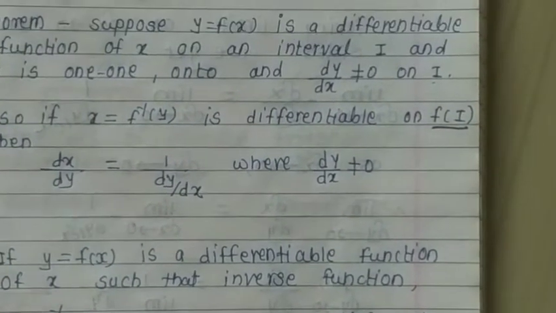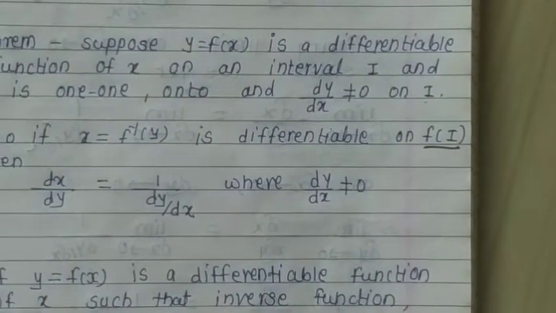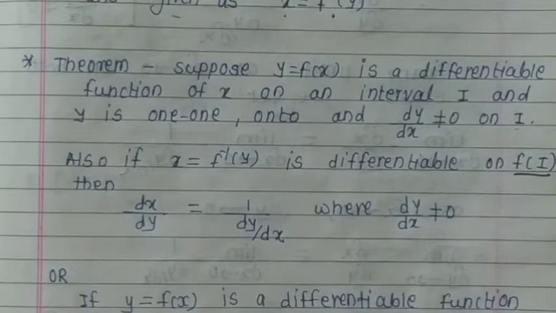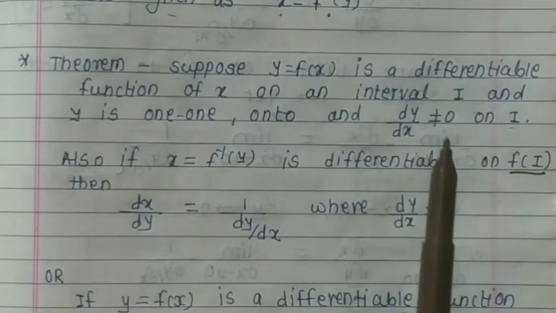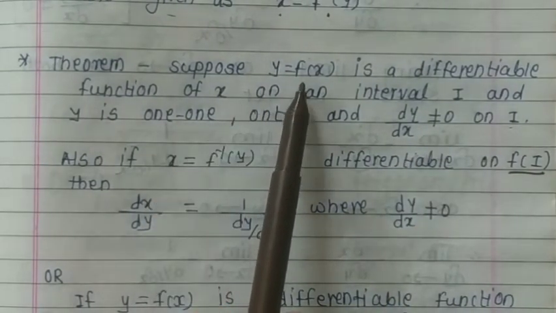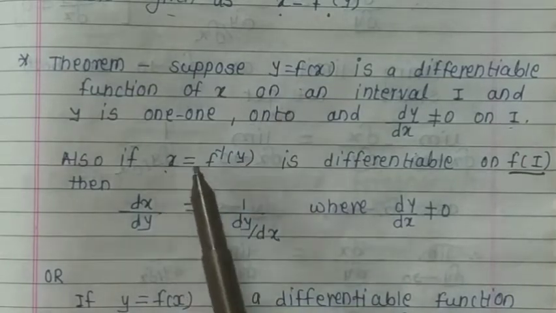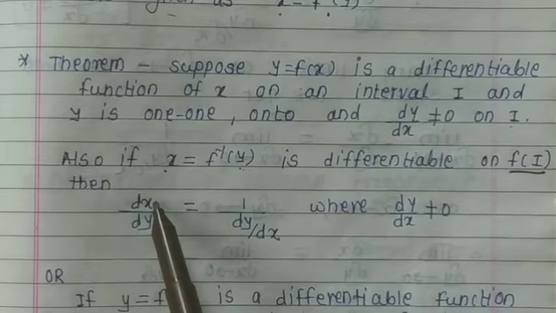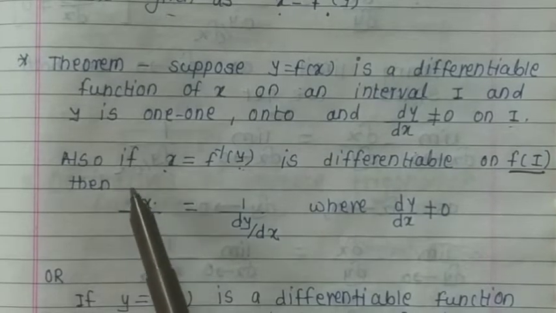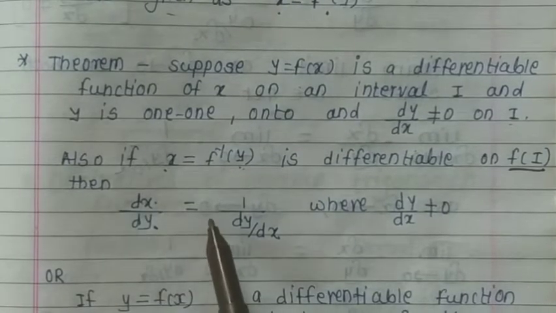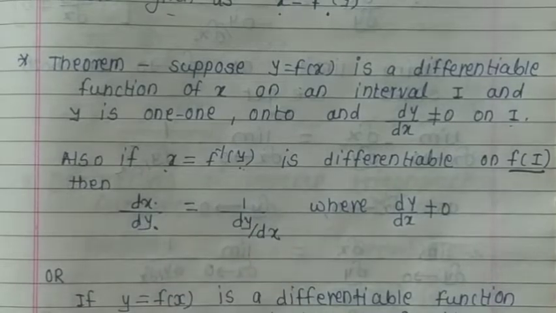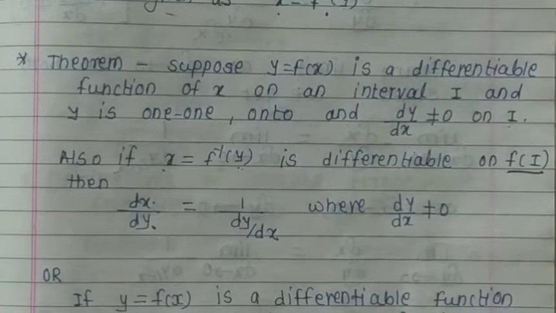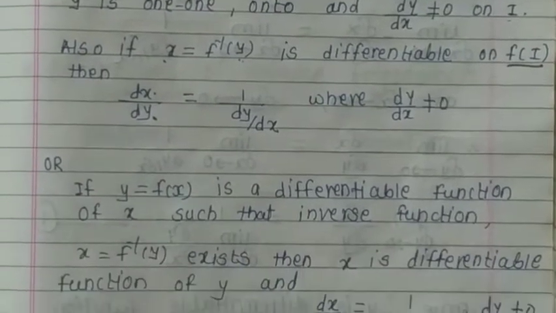In this statement given as y equal to f of x is a differentiable function of x, that means dy by dx exists and which is not equal to 0, and inverse of given function exists which is given as x equal to f inverse of y, and we have to prove that here this x is differentiable function of y, that is dx by dy exists and given as dx by dy is equal to 1 upon dy by dx, where dy by dx is not equal to 0.